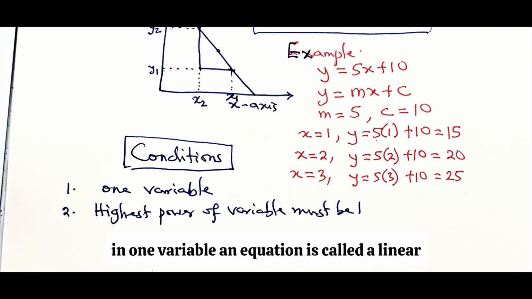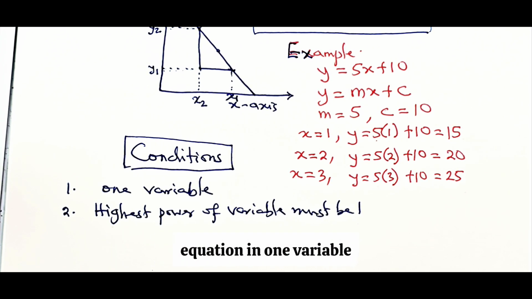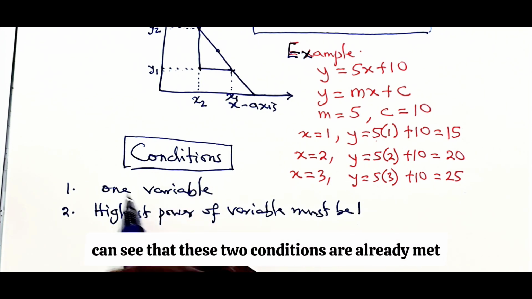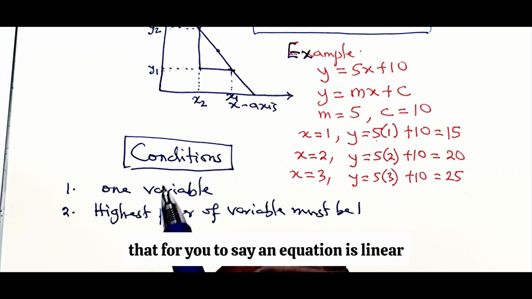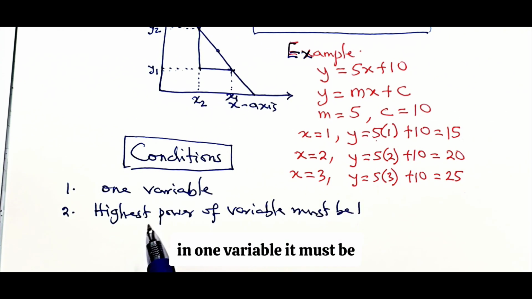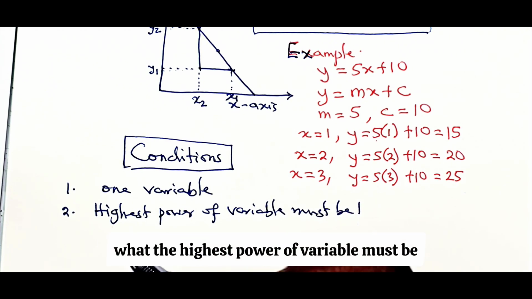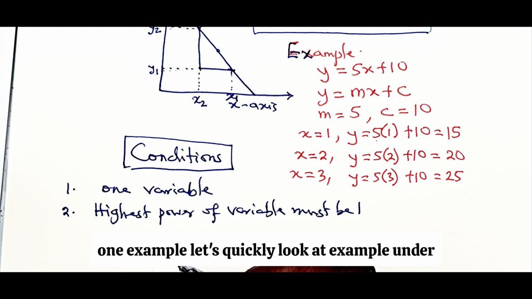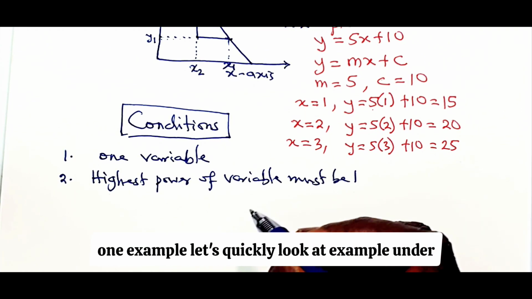An equation is called a linear equation in one variable when the highest power of variable is 1. You can see that these two conditions are already met, that for you to say an equation is linear in one variable, it must be what? The highest power of variable must be 1. Example. Let's quickly look at an example under that.